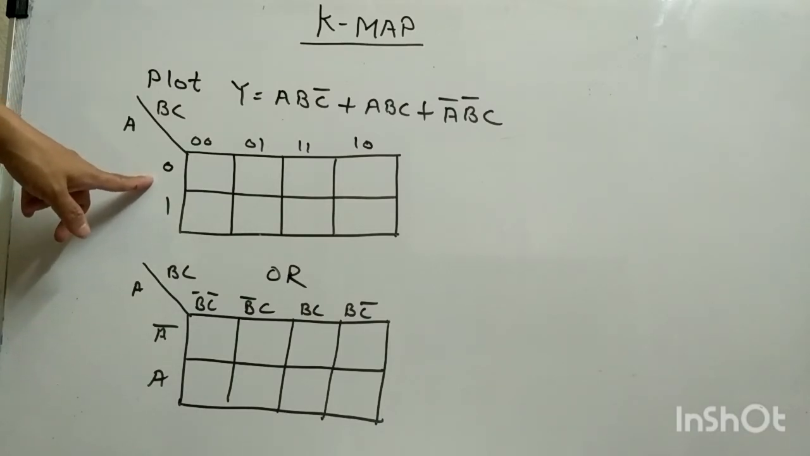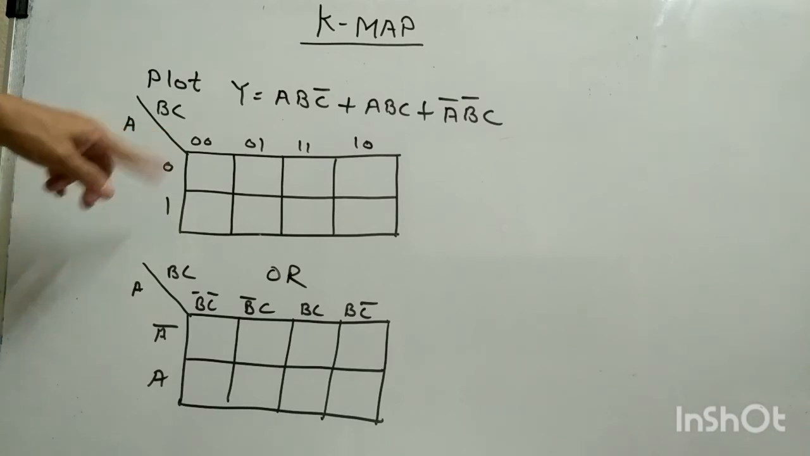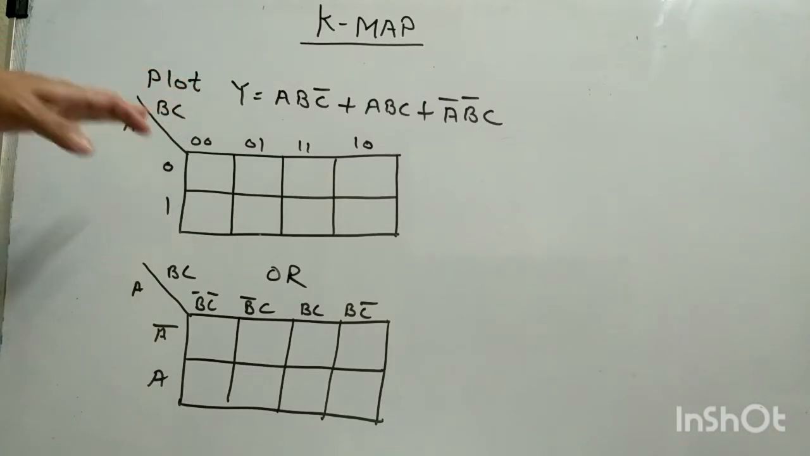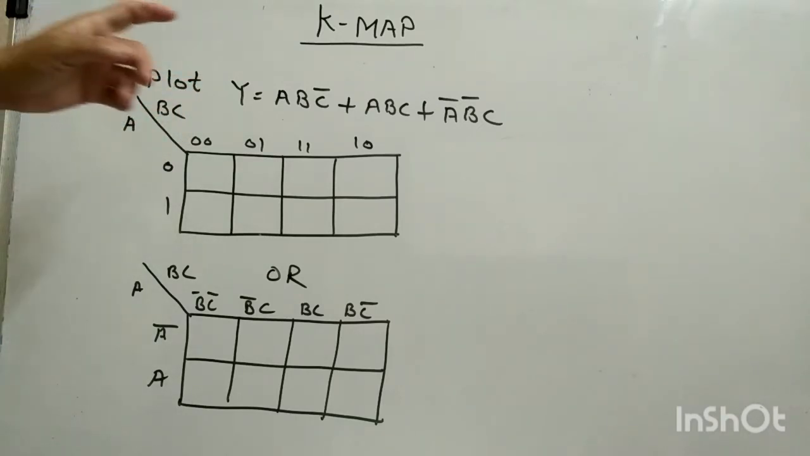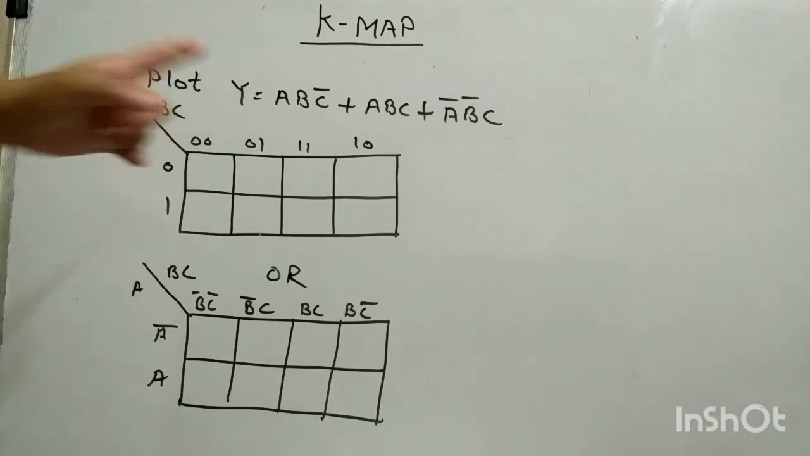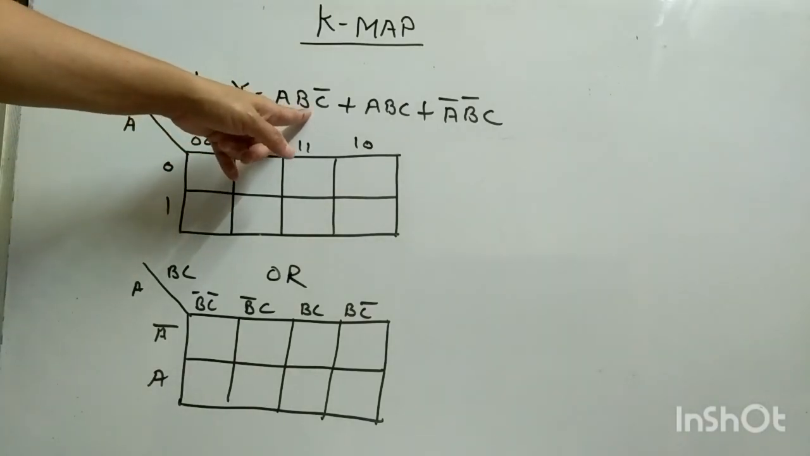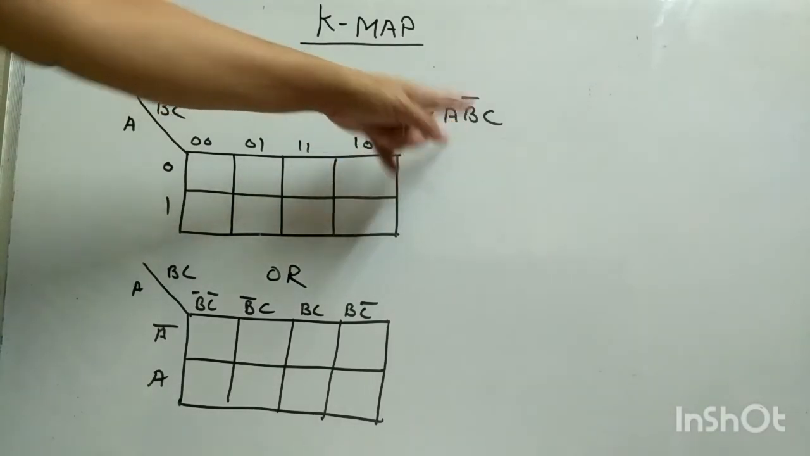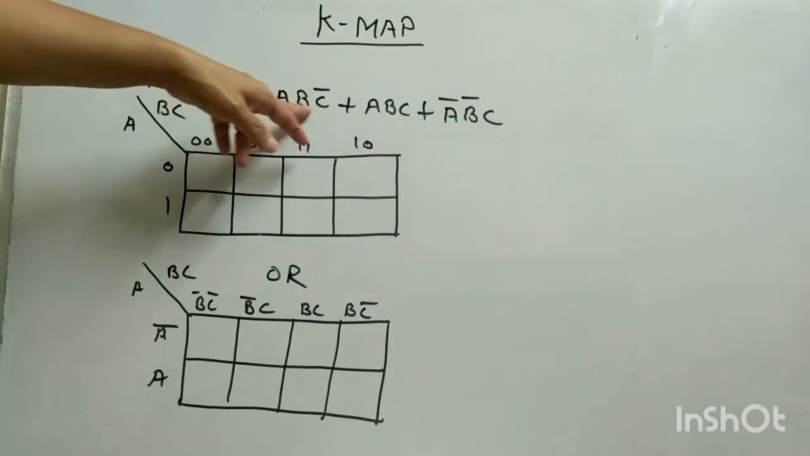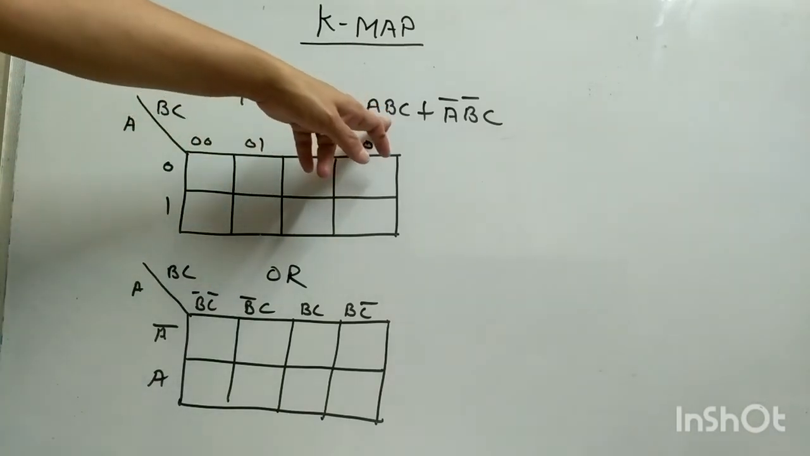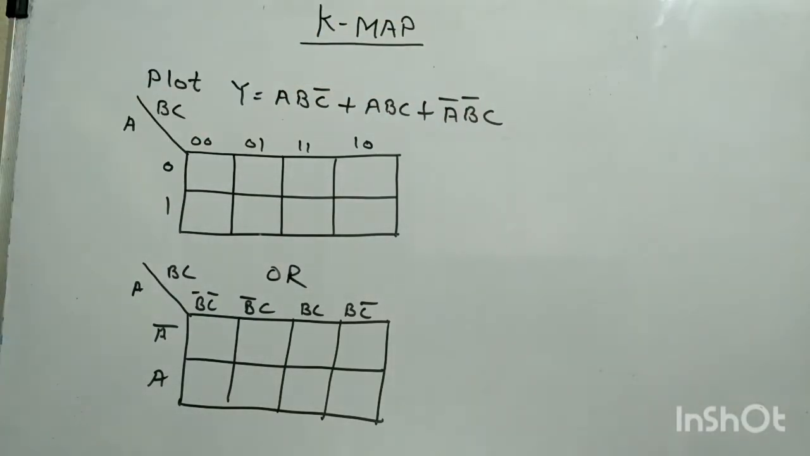Just now we have seen how to assign the terms. Now remember that whenever we enter a standard SOP on a K map, we enter a one corresponding to each particular minterm. So this term, A B C bar, is one minterm, this is another minterm, and this is another minterm. Corresponding to this minterm, I am going to enter a one in the K map, again one more one for this and one more one for this. So let us start representing the given expression.